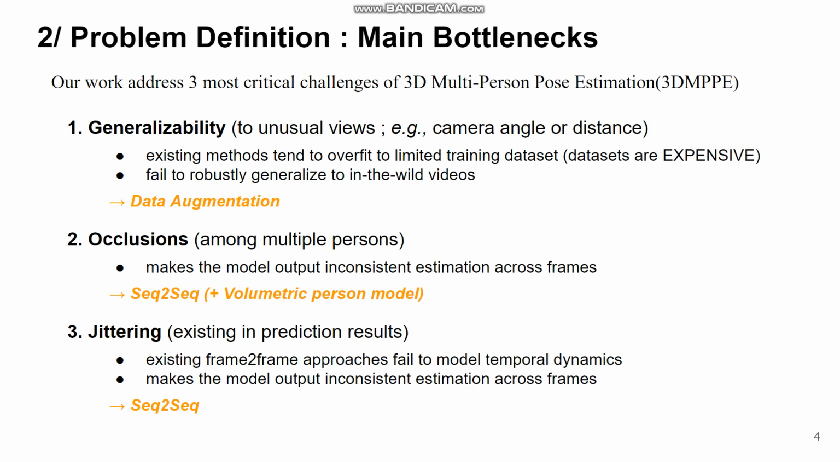Additionally, we propose a simple but effective spherical volumetric person model to simulate occlusion among people while augmenting the training data. For the third challenge, jittering, sequence-to-sequence modeling proves beneficial once again, as it naturally understands temporal dynamics and can be further improved by an explicit loss designed for this purpose. This motivation also extends to our model selection within the 2D to 3D lifting paradigm.